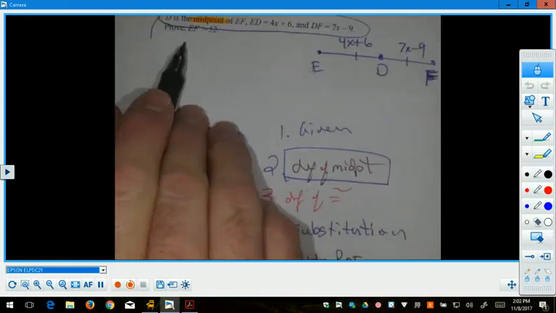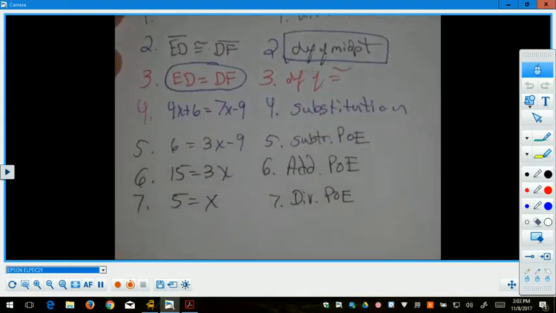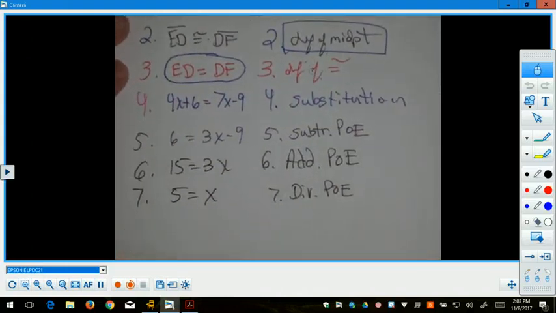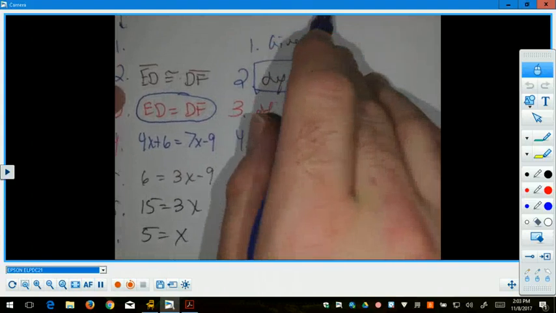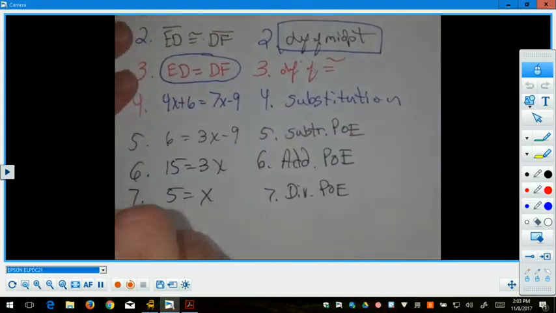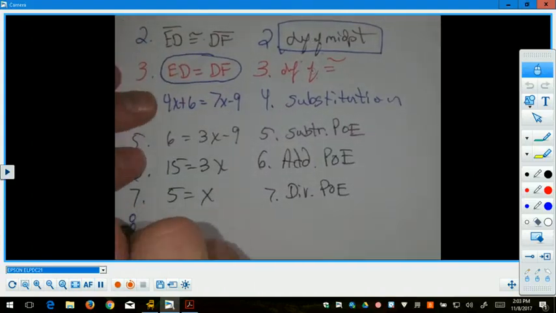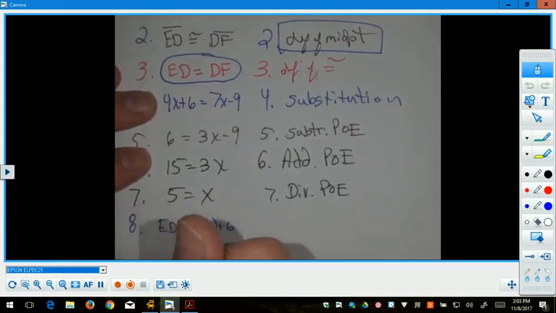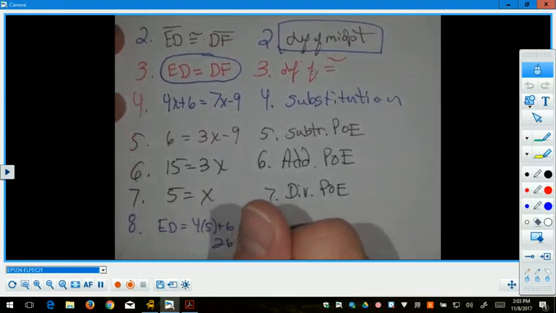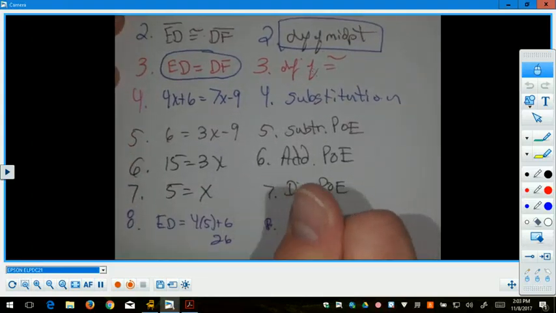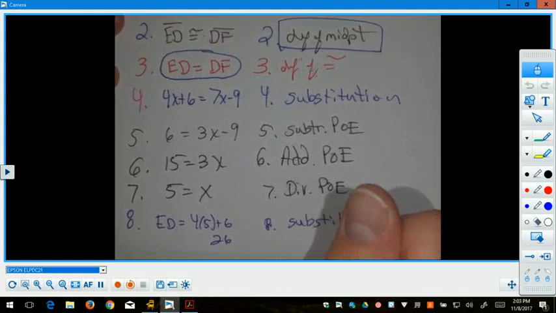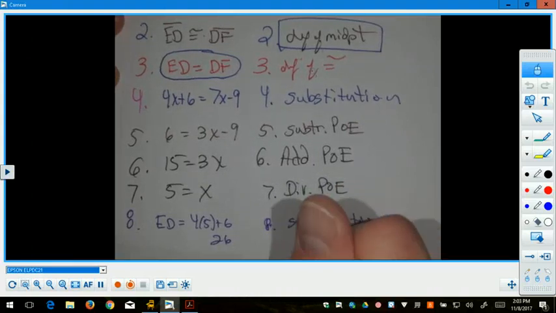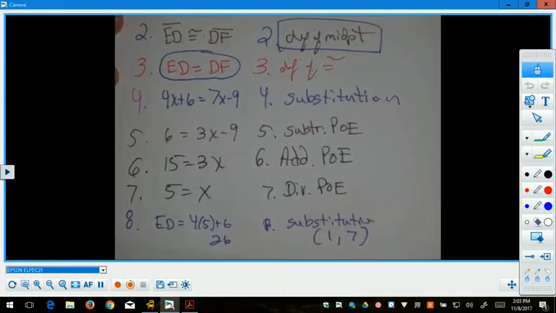Now I was supposed to prove that EF is 52. I hope that's the right number, but it might not be. EF. Oh, so now I got to use the segment addition postulate. That stinks. All right, so I've got to do ED equals 4 by 5 plus 6, which is 26. And there I used substitution from lines 1 and 7.